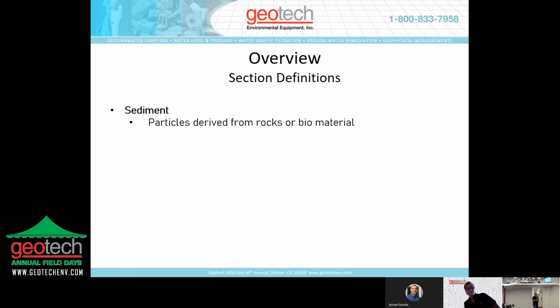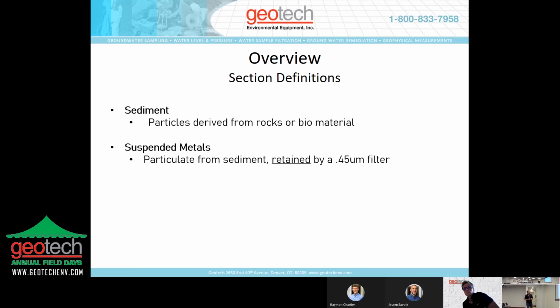So section definitions. We're talking about sediment, right? Particles that are derived from sedimentary units, igneous rocks, whatever, breaking down and creating metals in water systems, usually through weathering and erosion. Also, biomaterial can be considered sediment, but it's not really relative to this presentation because trace metals doesn't cover bio.